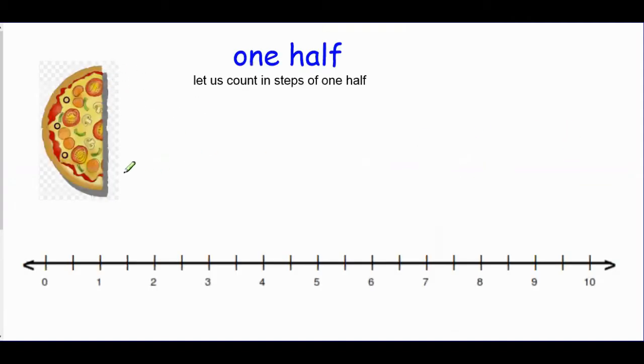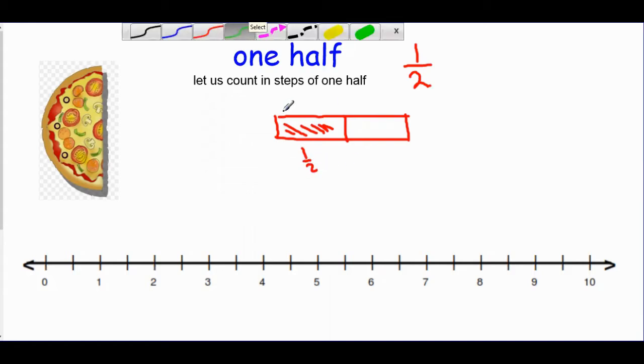Here I have a pizza and I get one half of the pizza. One half is written like this, 1 over 2. I know that one half of a thing is dividing it into two equal parts. So if I have this part and I divide it into two equal parts, this distance is called one half. So the distance from here to here is called one half.